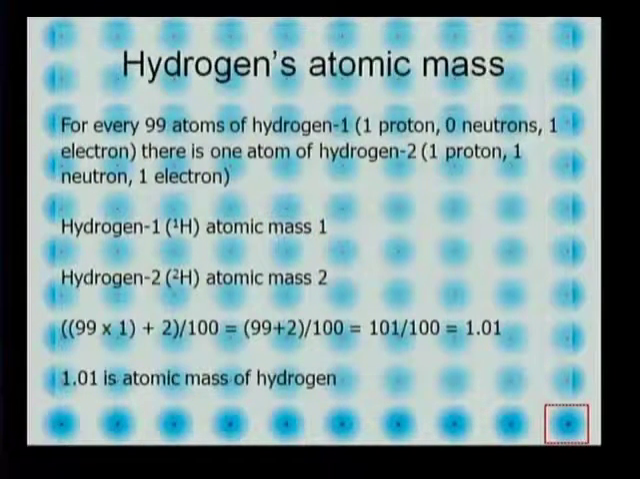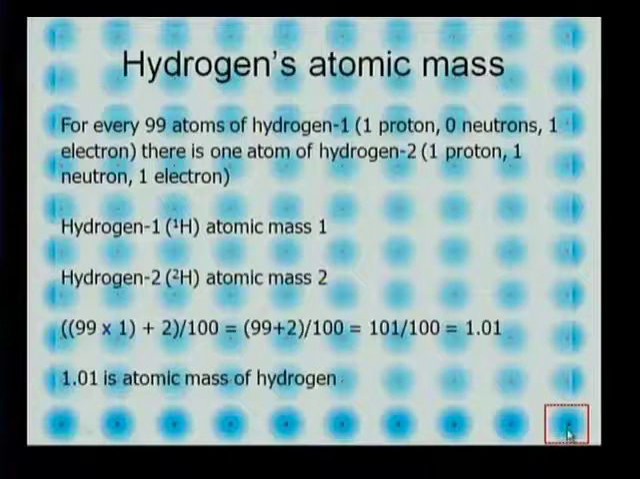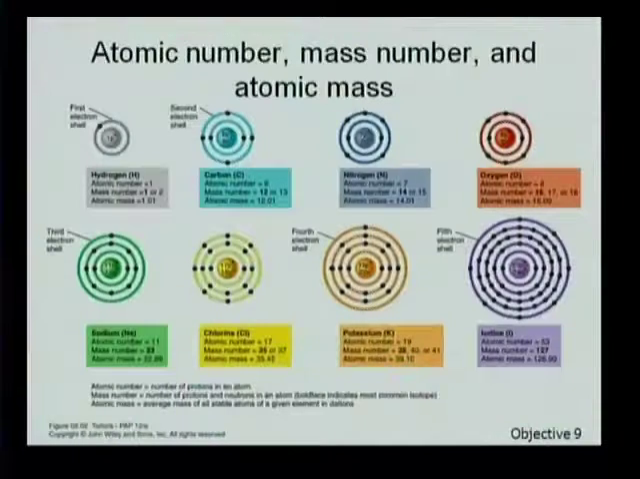So if we count up all of the heavy particles on this slide, we'll count to 101. There'll be 99 protons in all these other atoms of hydrogen 1, and then we have one more proton here that makes 100, and one neutron here, which makes 101 heavy particles. We divide that by 100 atoms on this slide, and we get an average atomic weight of 1.01. So 1.01 is the atomic mass of hydrogen.